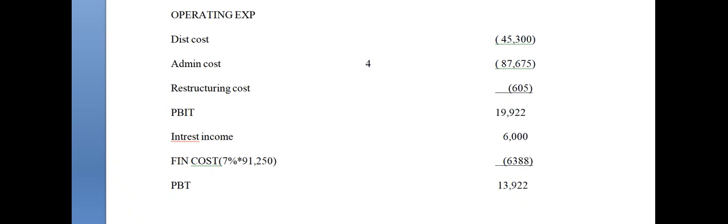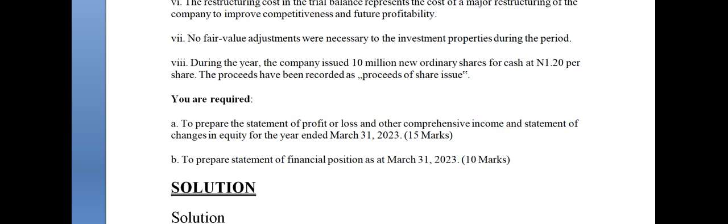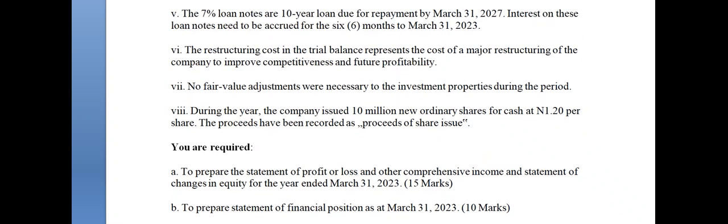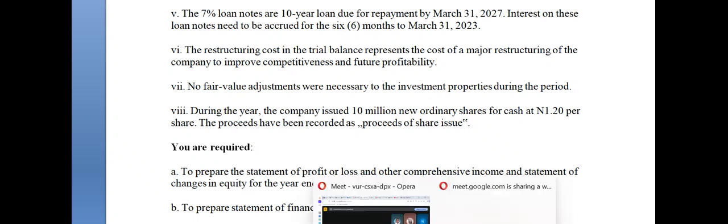13 million 922. On that 7%. Okay, now 7%. Yes, now look at it. This additional information 5 says the 7% loan notes are 10 years, due as at March 31st, 2027. Interest on this loan note needs to be accrued for 6 months to March 31st. 6 months, that's divided by 12.